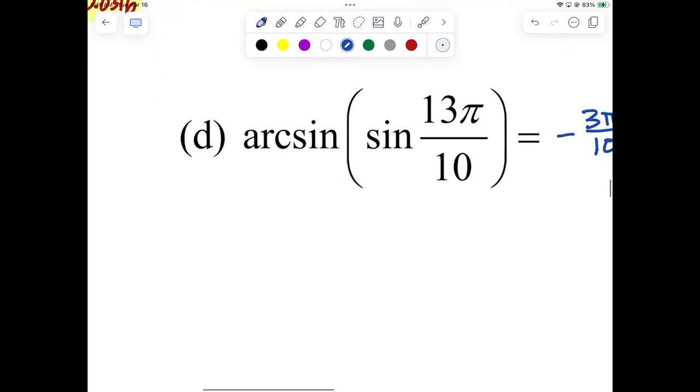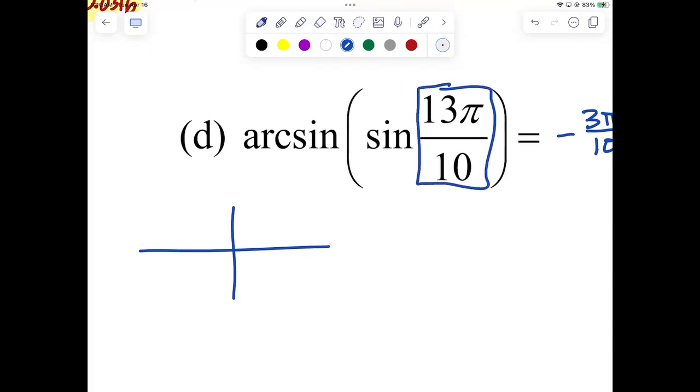Okay, let's stop right there. Let me catch up with you. We figure out where 13 pi tenths lives. We notice they're inverses of each other. So it could be that the answer is 13 pi tenths if 13 pi tenths is in the PVR.